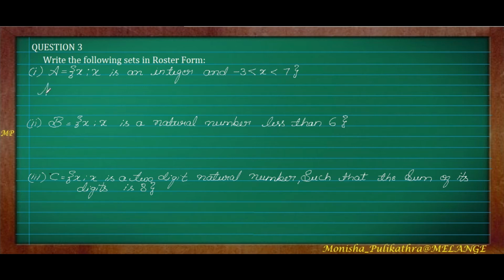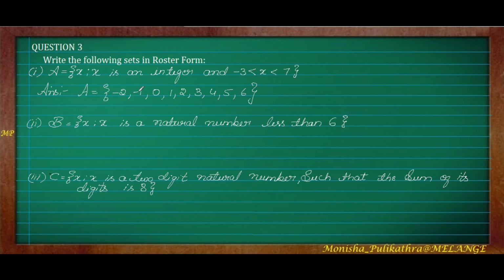So we'll write the answer for this. Here A is a set where we have to write down the values of x which come under this criteria. Greater than -3 means we can't include -3, and less than 7 means we can't include 7. We have to exclude these two numbers and write the rest of the numbers. So here x is -2, -1, 0, 1, 2, 3, 4, 5 and 6. These are the integers which come under set A.